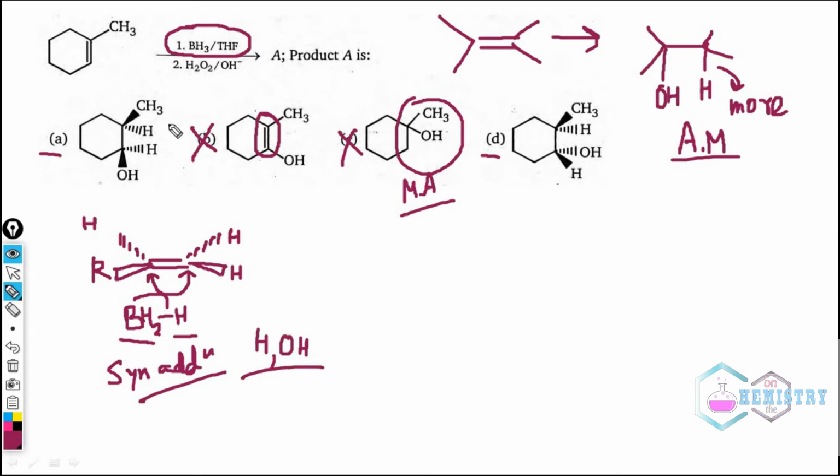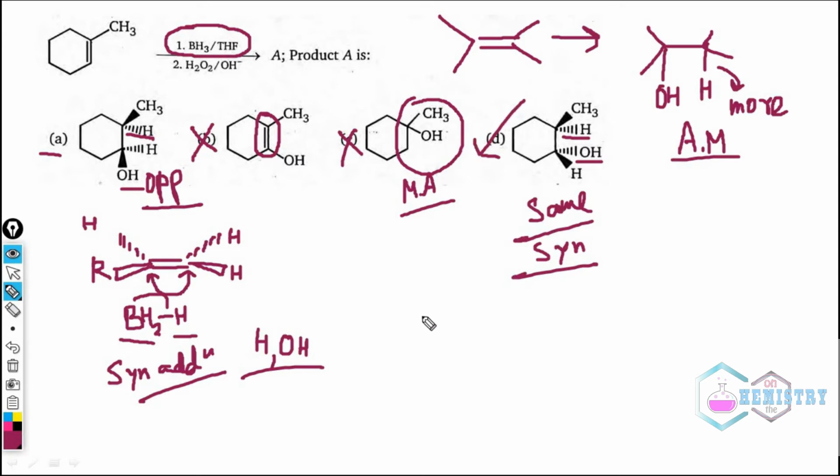So you can see the CH3 is already present, but there is no hydrogen, so this hydrogen and this OH are added. In case of A, the hydrogen and the OH are from opposite sides, but in D, the hydrogen and the OH get added from the same side. So it is a syn addition, and we have already discussed that during hydroboration oxidation, syn addition occurs. So D will be our correct answer.